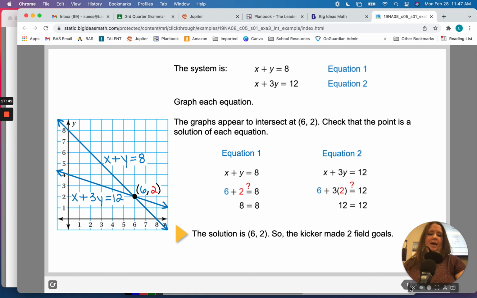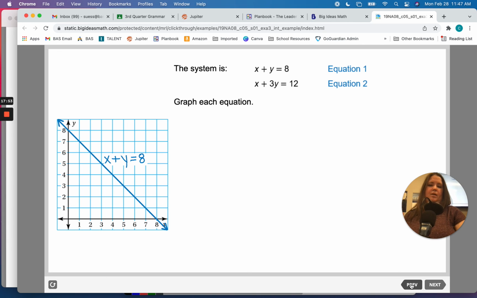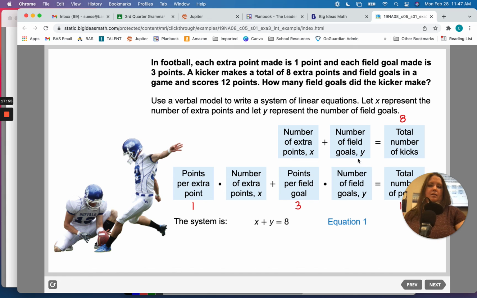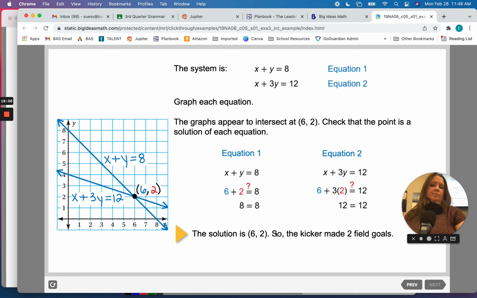Well, if you go back to what x and y represented, field goals was what? The y, right? So since the answer was 6, 2, we know that he kicked 2 field goals. Because the x stood for the extra points, whereas the y stood for how many field goals he kicked.